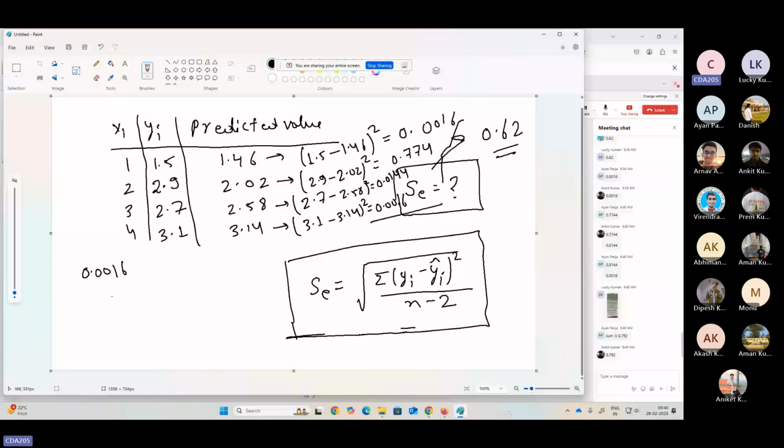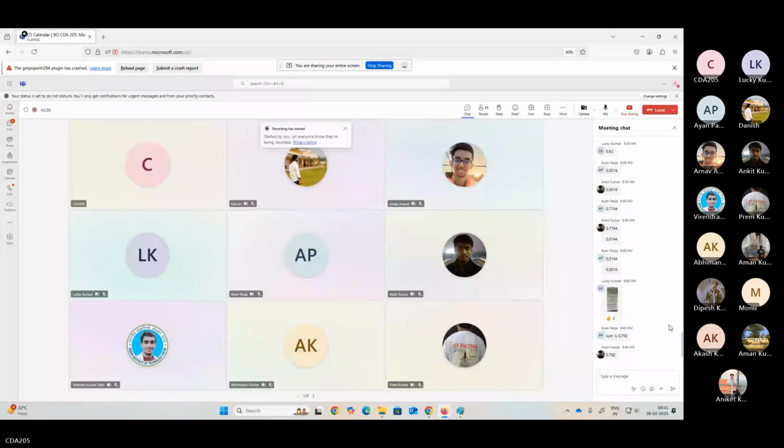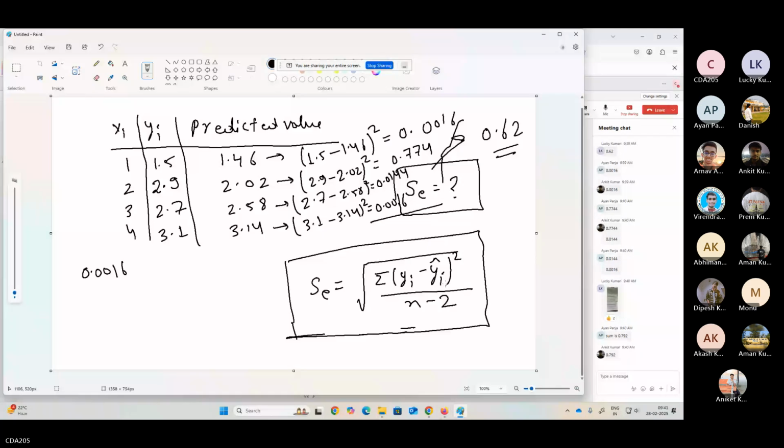Okay, so adding this, 0.792 by 2. Yes, it is right. So Lucky Kumari has done the right calculation and everyone else has also done the right calculation.